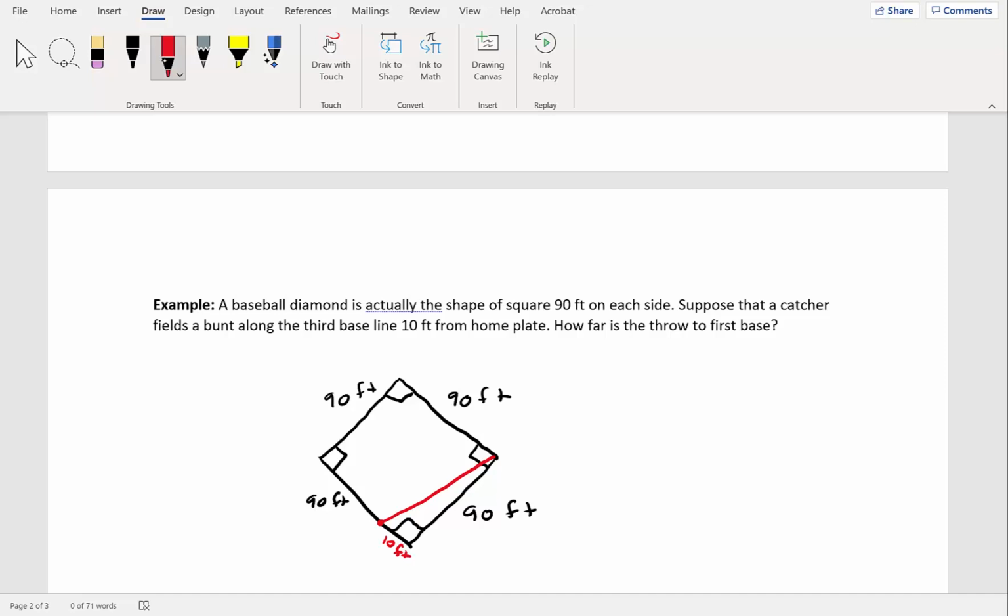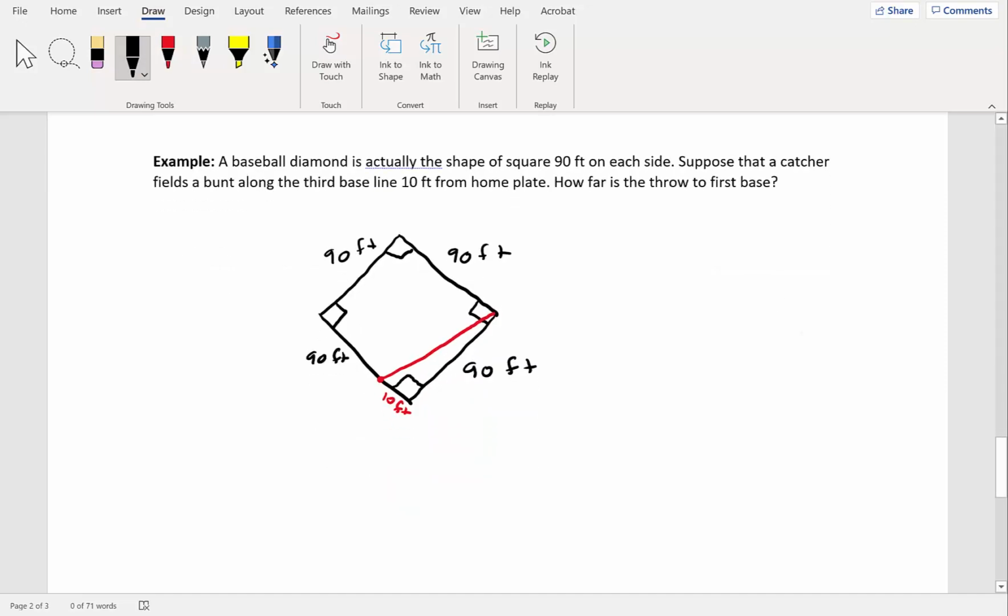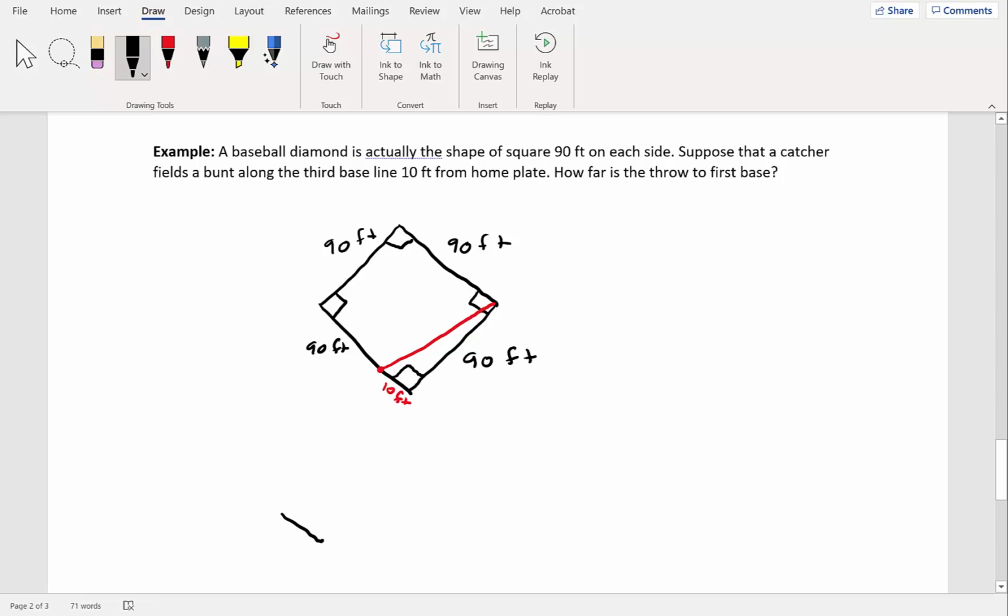But notice what we just created here. We really just created a triangle. Let me go ahead and draw this triangle. So we have a right triangle. This side of the triangle is 10 feet. This side is 90 feet. And what we're missing is this last side. That last side is actually the hypotenuse of the right triangle. So if I want to figure out what that side length is, that's going to give me how far the throw is to first base.